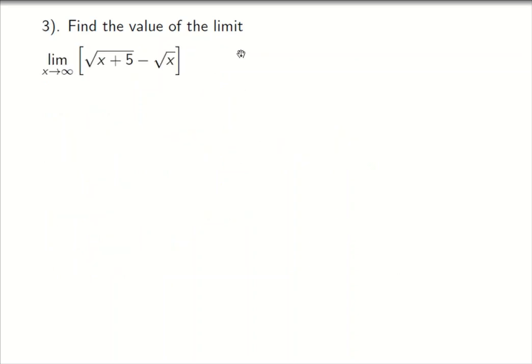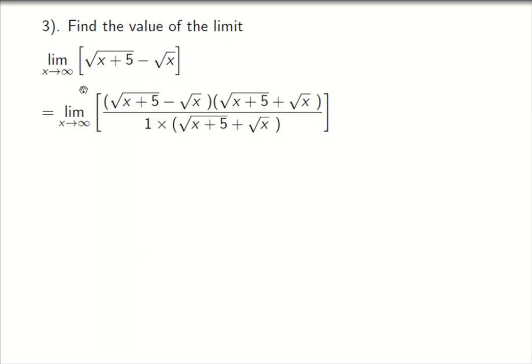Find the value of the limit. So if I'm given this expression, square root of x plus 5 minus square root of x, I'm supposed to find the limit of this expression as x tends to infinity. How do I solve this problem? Okay, now the limit of this as x approaches infinity, I can rationalize this.